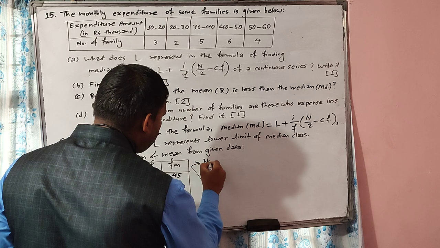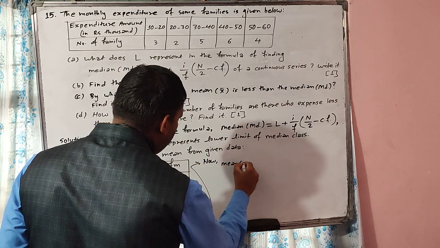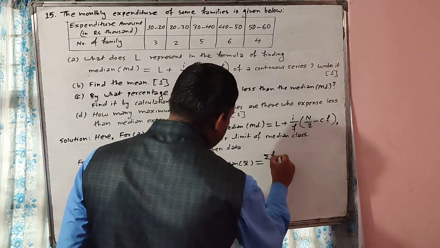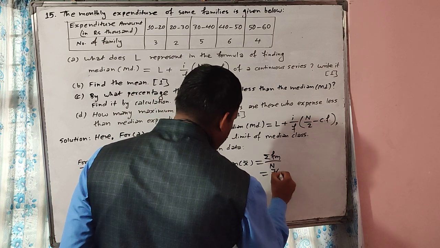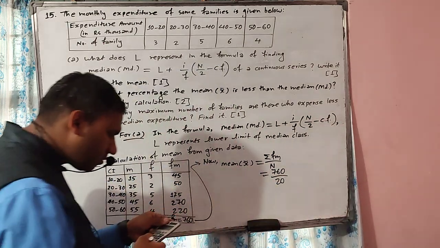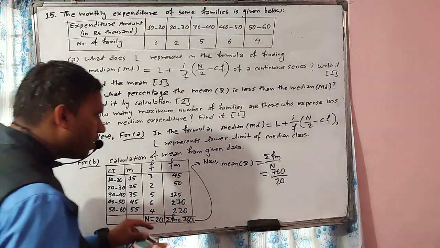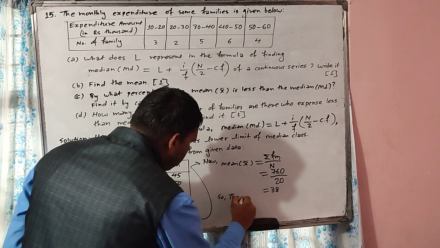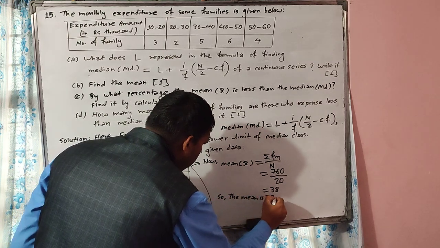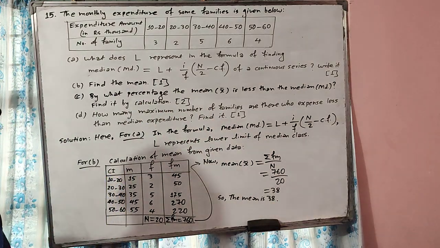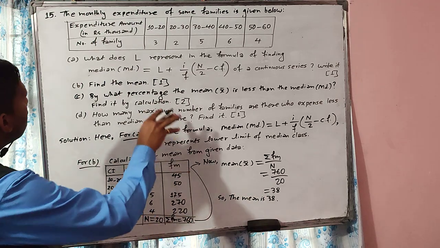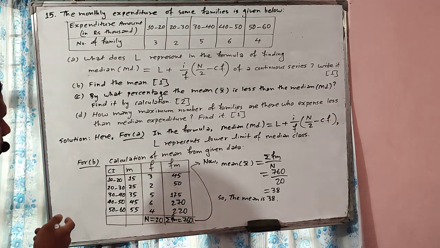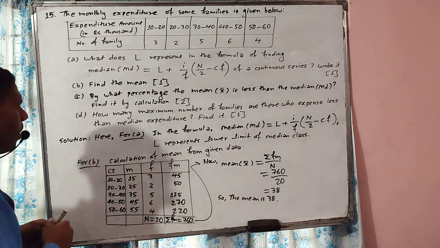Now mean x bar equal to summation of FM divided by N. 760 divided by N is 20. It becomes 38. So the mean is 38. Now for C, by what percentage the mean x bar is less than the median MD? I need by calculation.